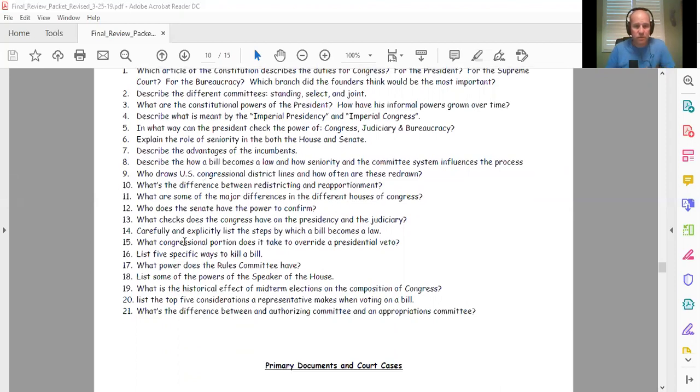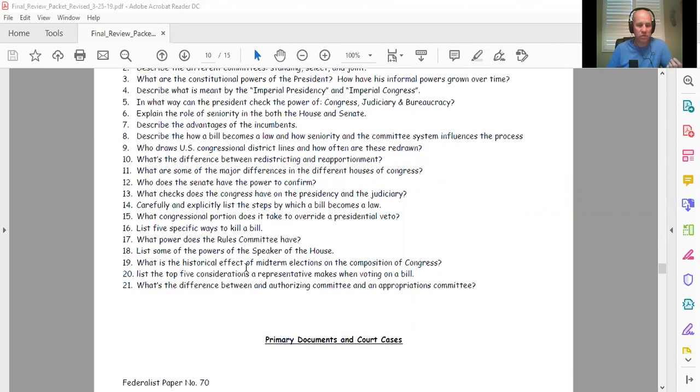What else? What does it take to override another check the Congress has on the president? If the president vetoes laws that Congress has passed, they can override with a two-thirds vote. Tons of ways that a bill can be killed. The Rules Committee, I went over this. Speaker of the House. Midterm election effect on the president: usually, I just went over that. During the midterm election, the president's political party typically loses seats in the House or the Senate or both.